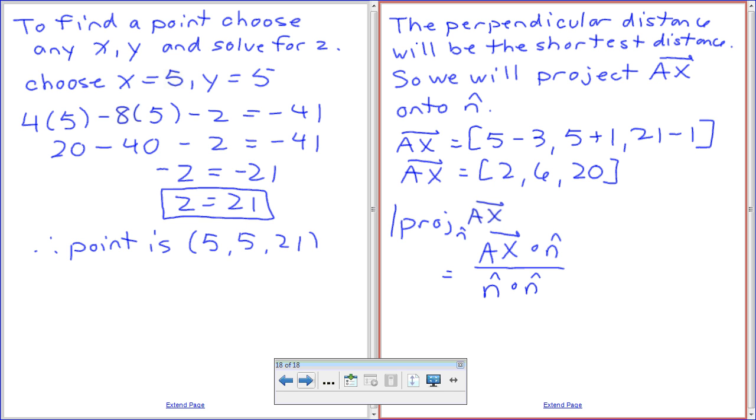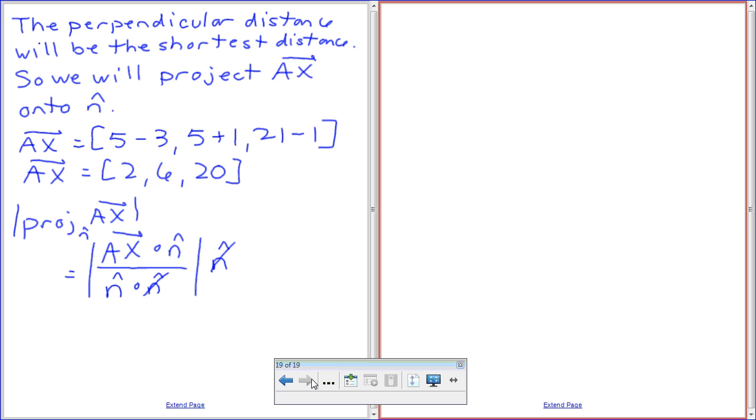So we'll just leave it like that. Okay? Now, what's going to happen is n times n hat, those two guys are going to cancel out. Because we didn't want the projection. All right? So it's just going to end up being the magnitude of AX dot N, all over the magnitude of N.